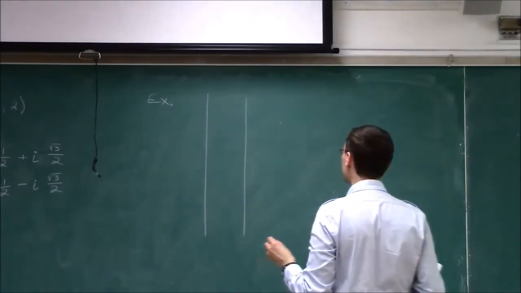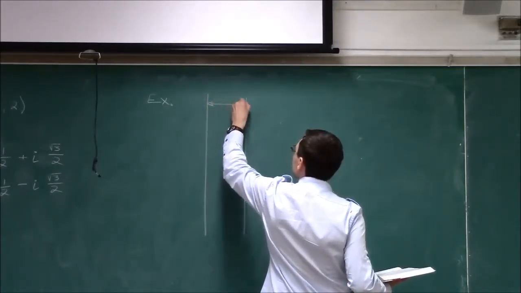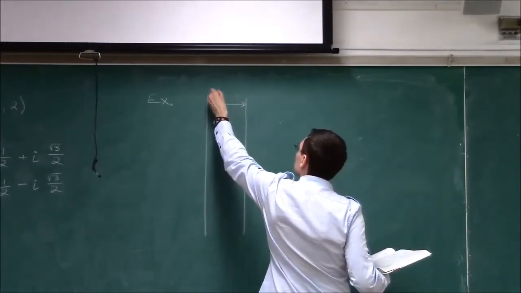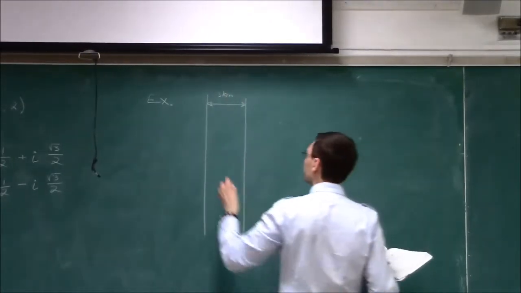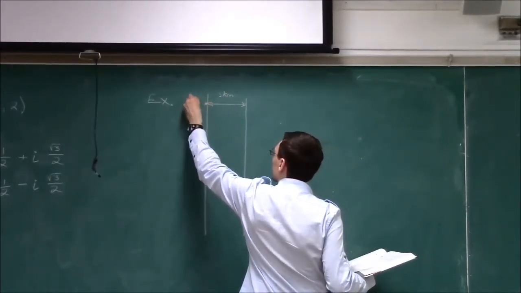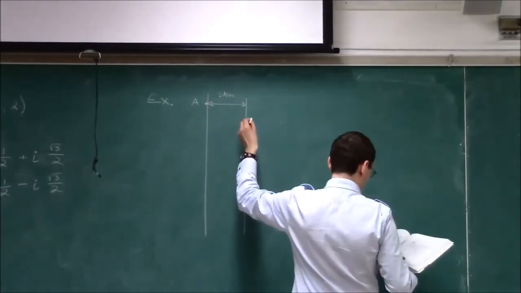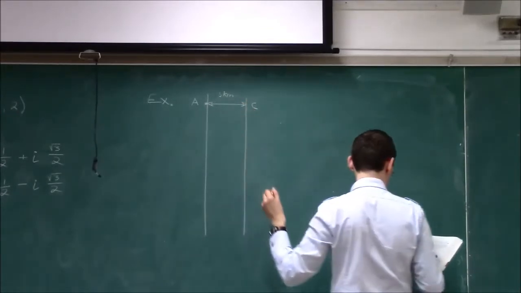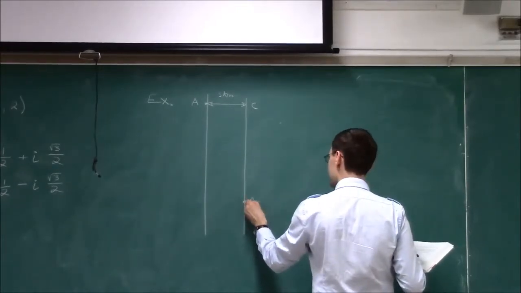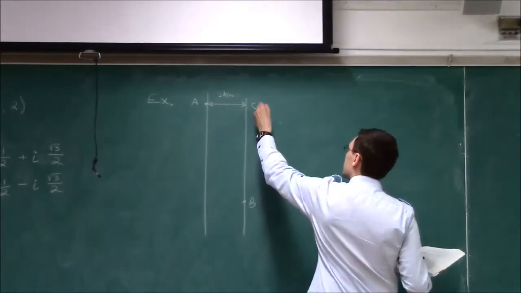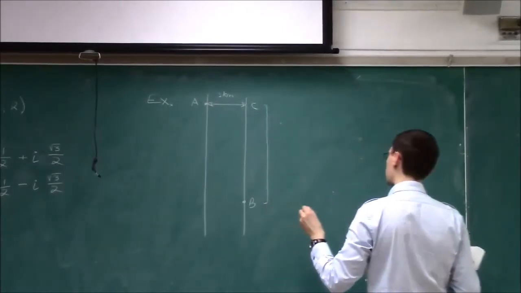So you have a river, and the river is 3 kilometers wide. You are at point A. Across from you on the river is the point C. And you want to get to point B. Now the distance from point C to point B on land is 8 kilometers.